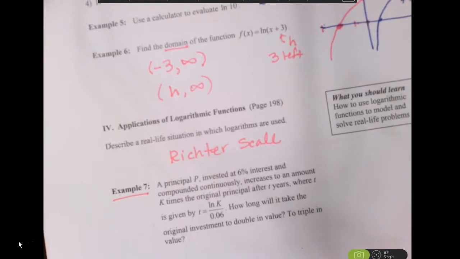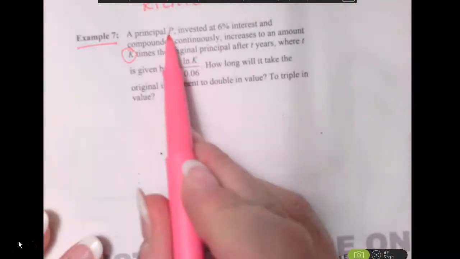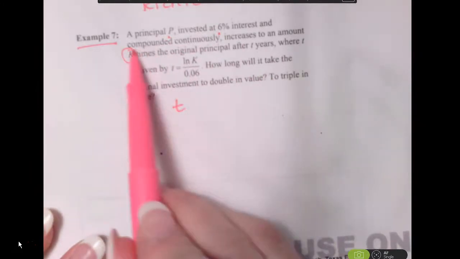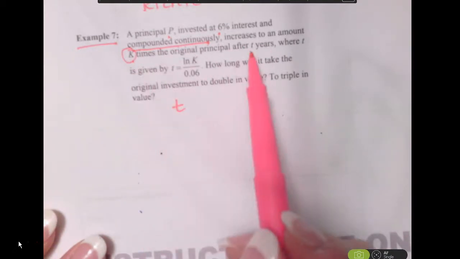And we're going to have our formula given. And this is actually a formula to tell us how many times the original our money will increase. So we want to look at what all of these variables are. And let me move my camera before I get going too far here. So we've got our principal, we've got our interest rate, we're automatically given that we're compounding continuously, and k is the multiplication factor.